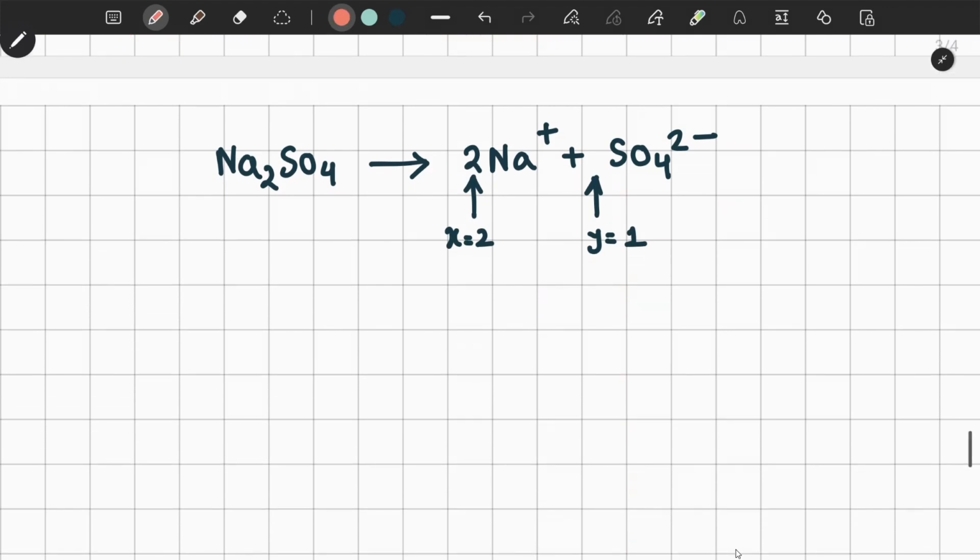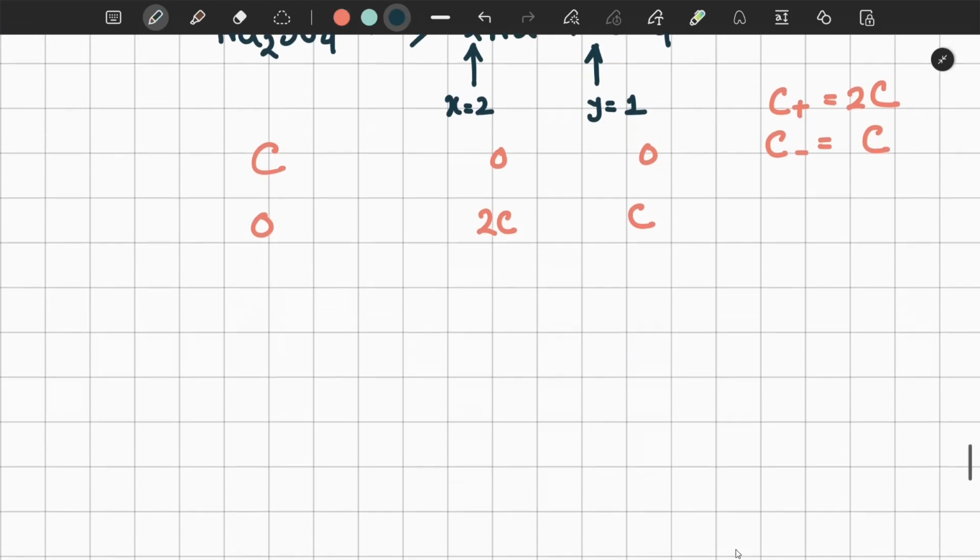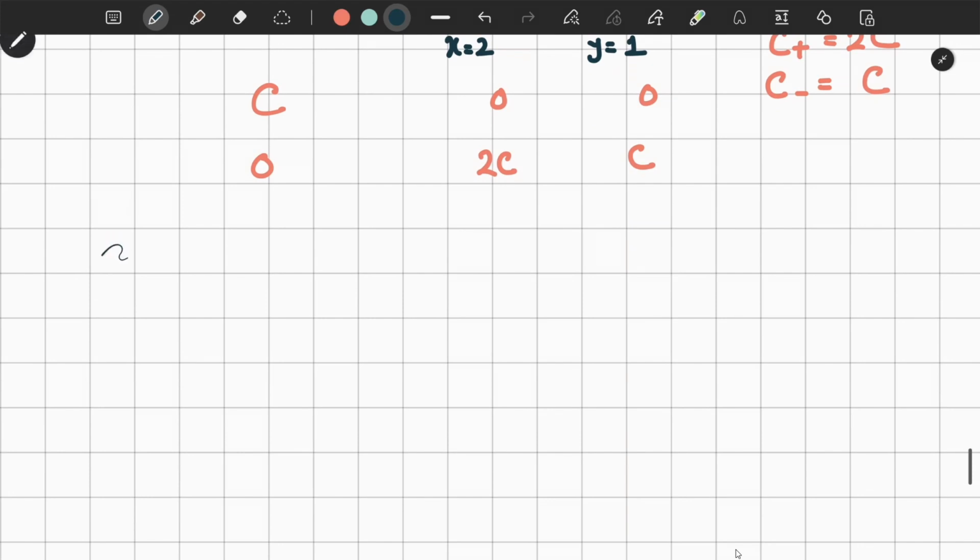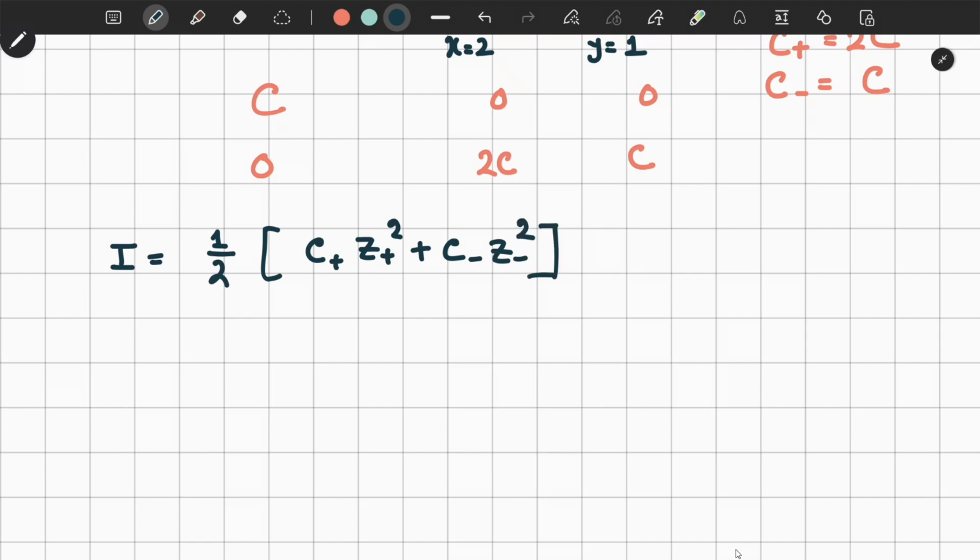If the concentration is C, first it will be 0, 0. After dissolving, it is 0 and it is 2C and it is C. So you can write C plus eventually 2C and C minus eventually C. Is it clear? Yes, it's straightforward. Now we have to calculate I. I will be half of the sum of Ci z square. So C plus Z plus square plus C minus Z minus square.